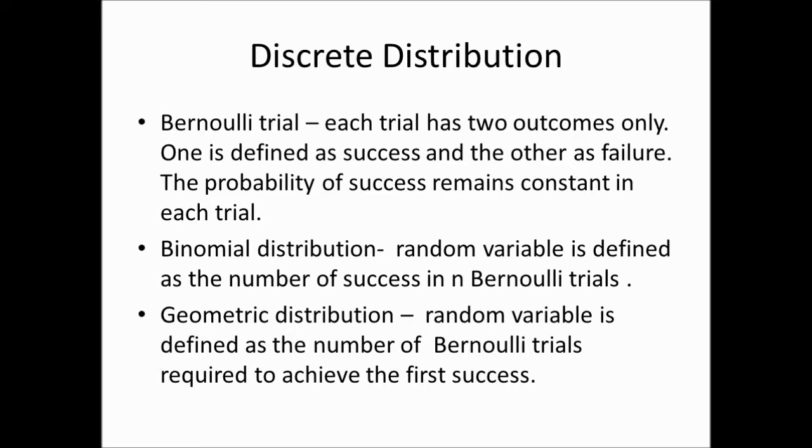The number of trials is fixed. We're simply trying to find out how many successes we had in those trials. Geometric distribution, another distribution based on Bernoulli trial. The random variable of interest is defined as the number of trials required to achieve the first success. So you're making Bernoulli trials, you have defined the success, and in geometric distribution, you're focused on how many trials you need to get the first success.